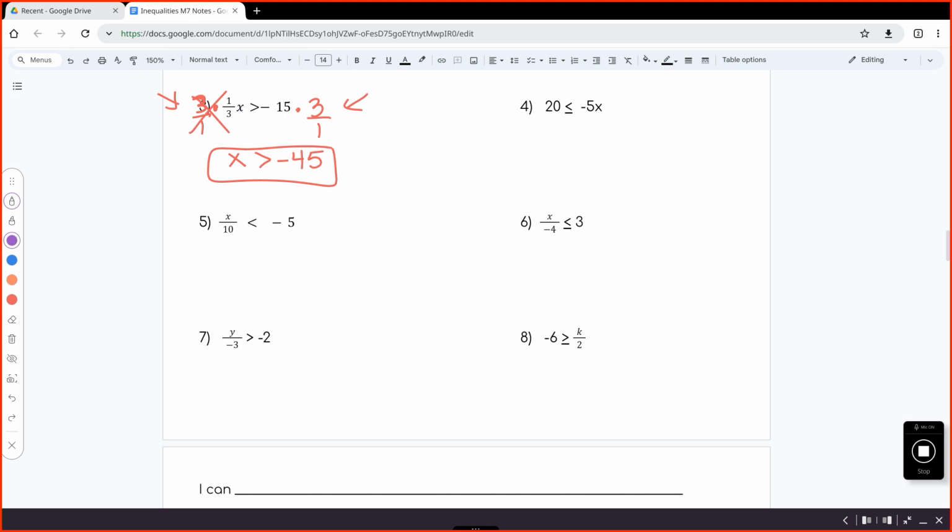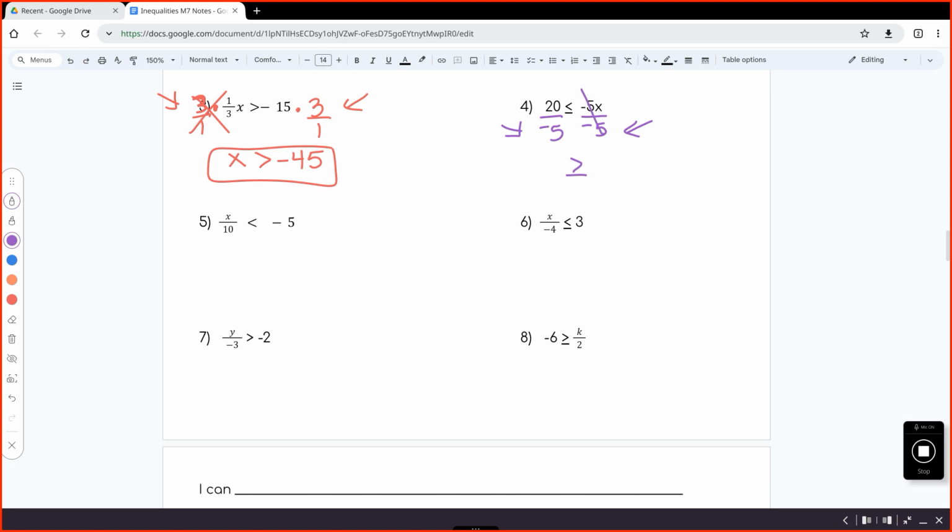Since they're positive 3's that we multiplied on both sides, this symbol stays greater than and doesn't flip. Next we have 20 is less than or equal to negative 5x. I'm going to divide each side by negative 5. And look at that, I divided both sides by a negative. That means this will no longer be less than or equal to. It will be greater than or equal to, because I divided by the same negative number, negative 5.